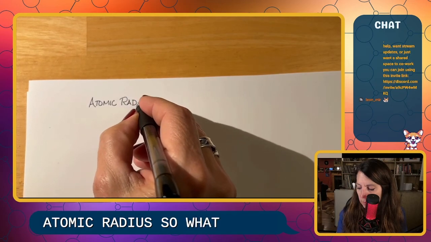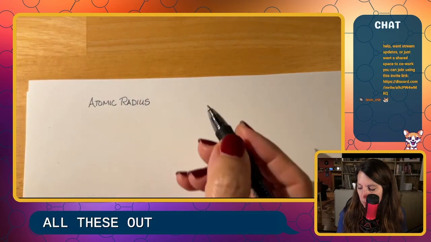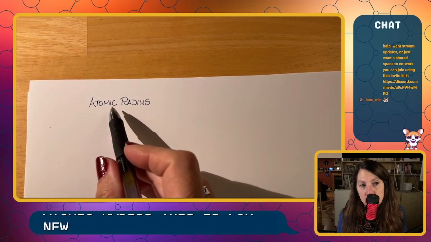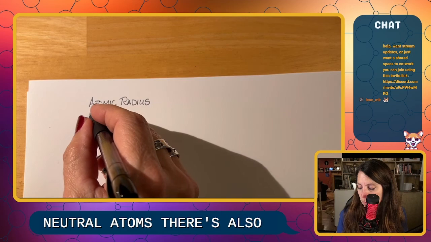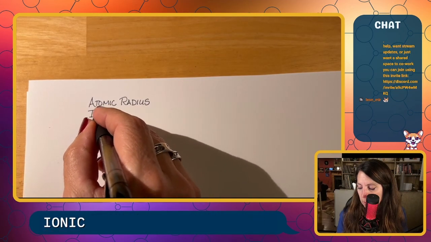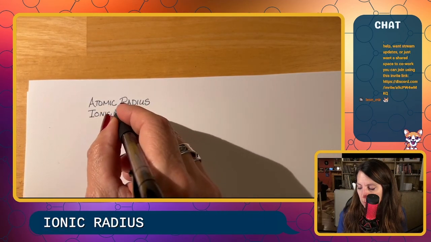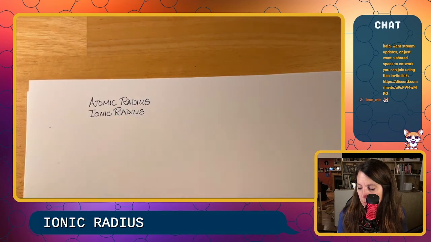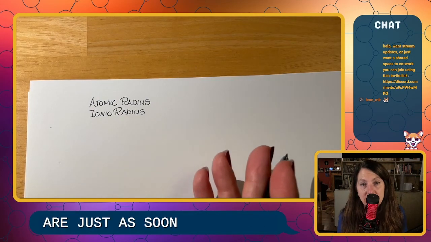So let's list all these out. Okay, so atomic radius, this is for neutral atoms. There's also ionic radius. Alright, so these are just the sizes of the atoms.